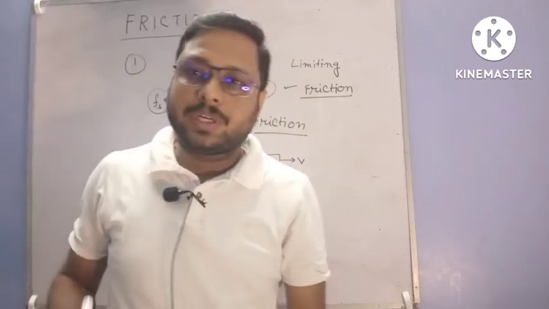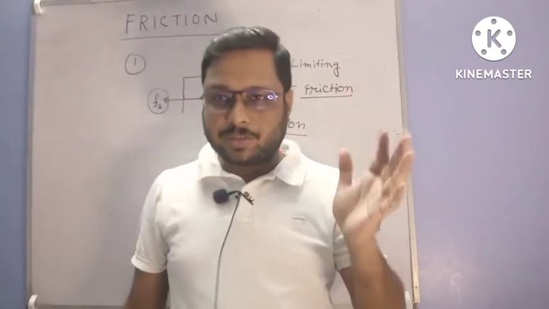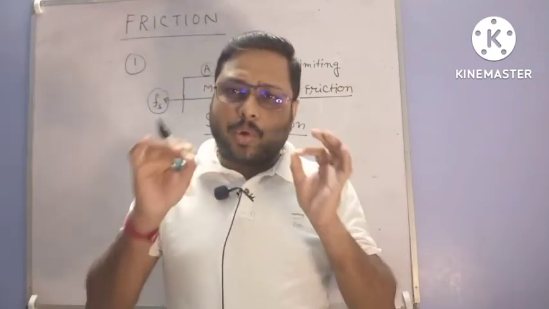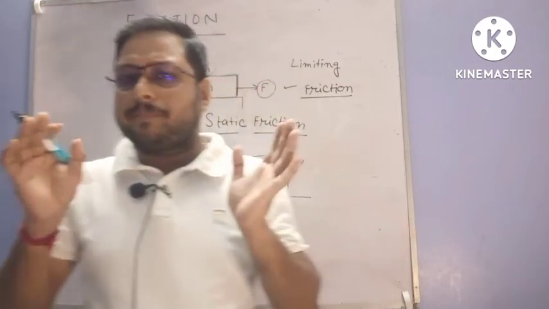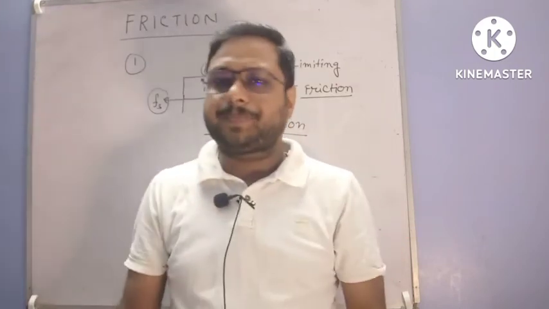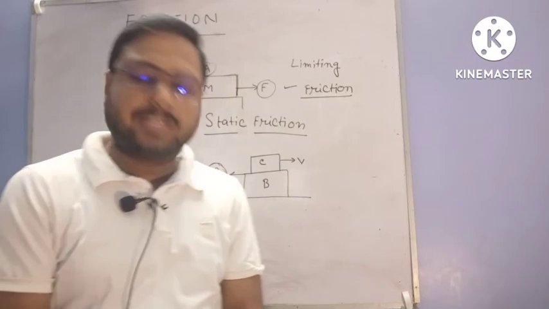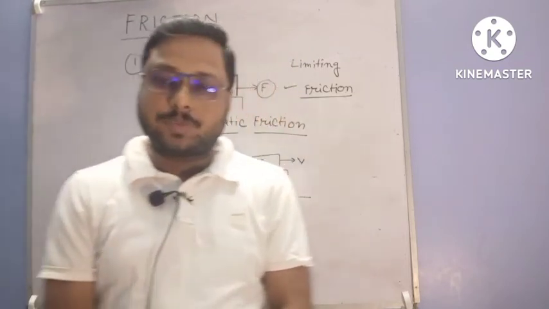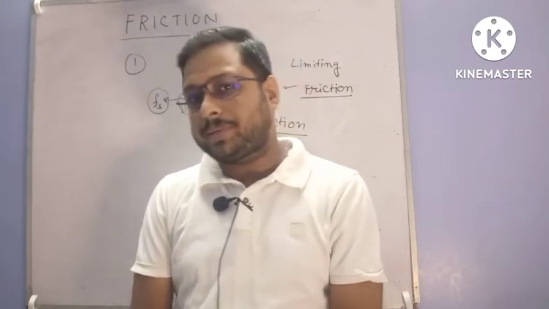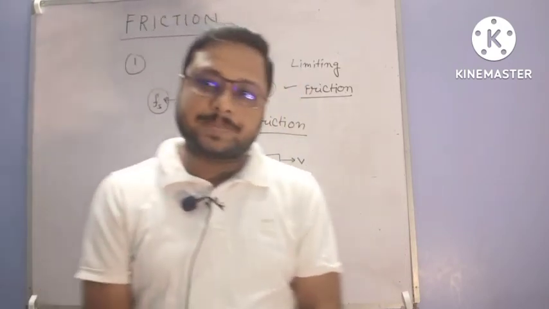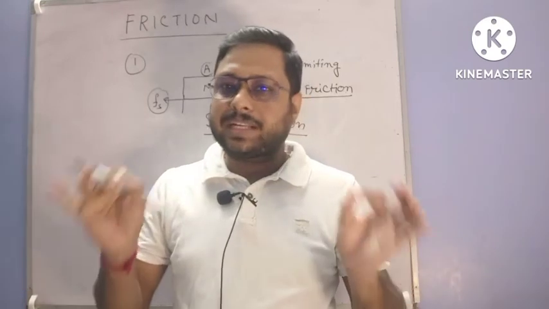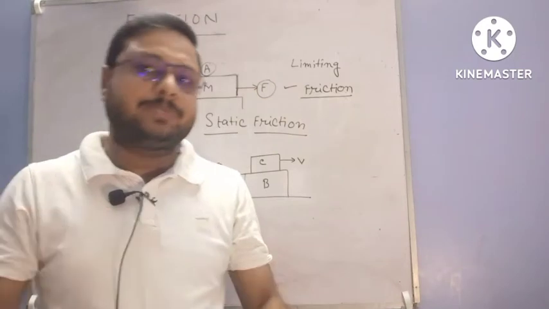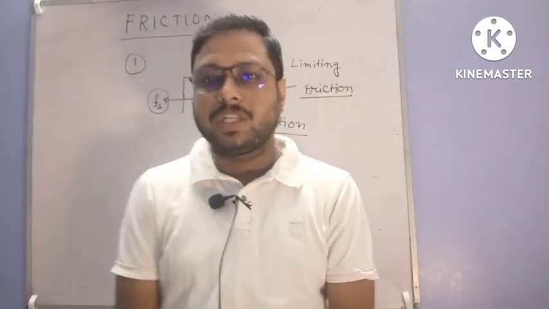So, the properties of friction are: friction always opposes the external force applied, and it acts tangentially on the surfaces. If the object tends to move, then static friction occurs, and if the object moves, then kinetic friction occurs in the opposite direction to reduce its velocity.